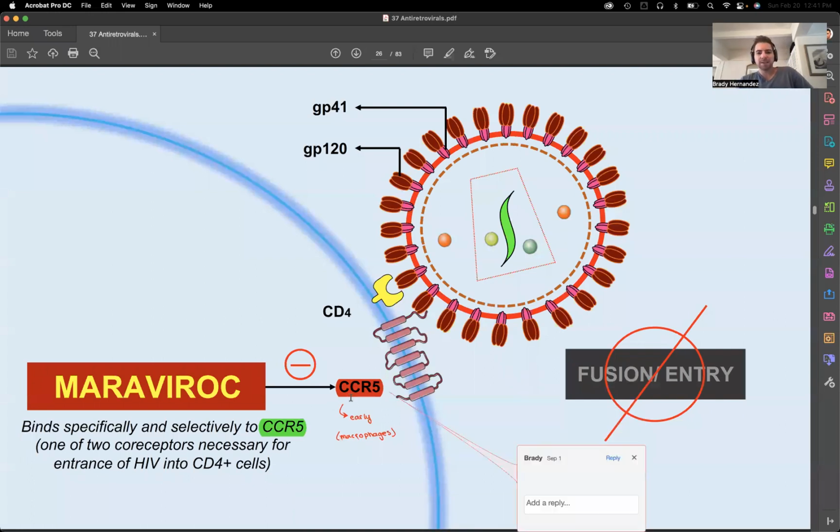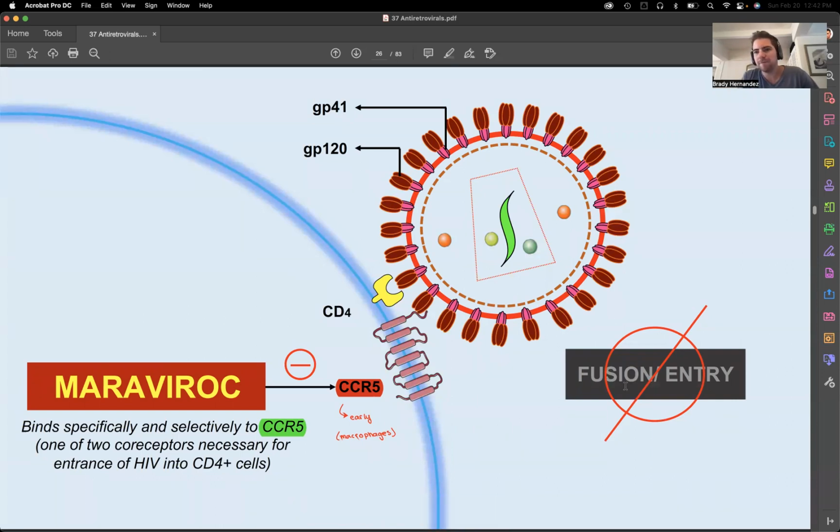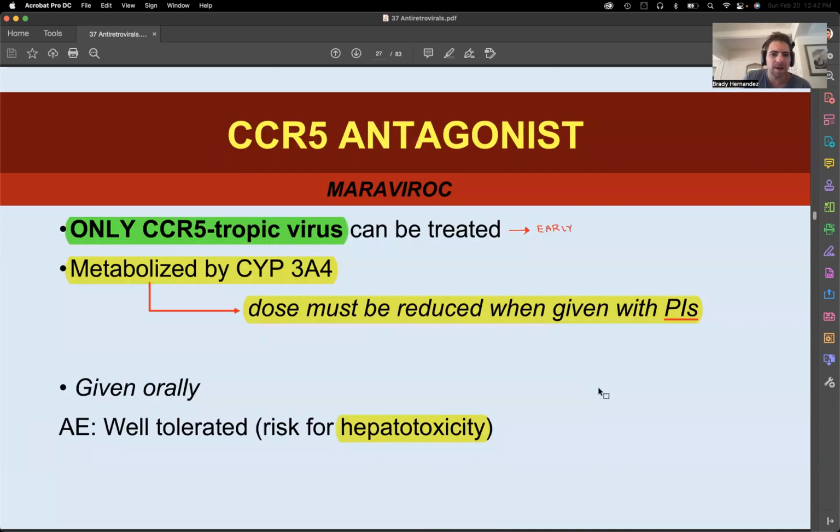Maraviroc, CCR5, remember that's that early stage in the macrophage. So this will prevent this fusion entry. What is the fusion part? Remember GP41, I think 41 in fusion, like the F and F, helps me remember that one.